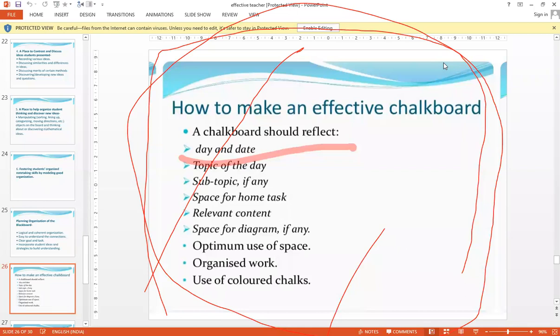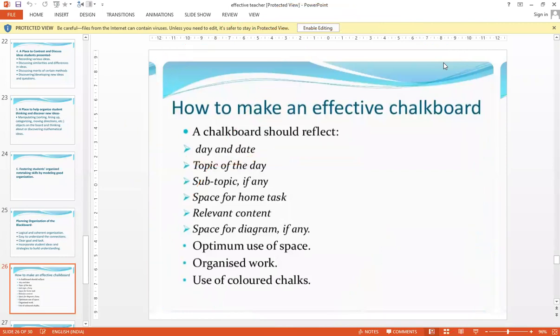For us in our school, we use markers, right? So let's see how to make an effective board. A chalkboard should reflect the day and date. So our classroom board should contain the date and day.